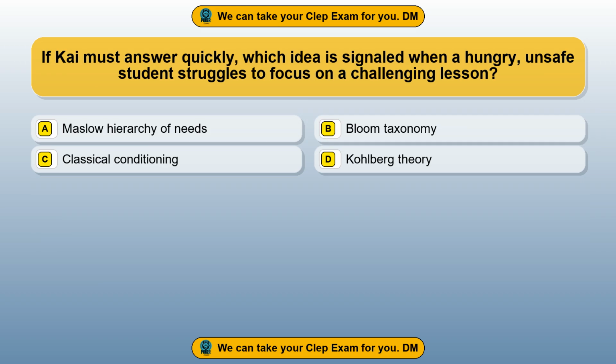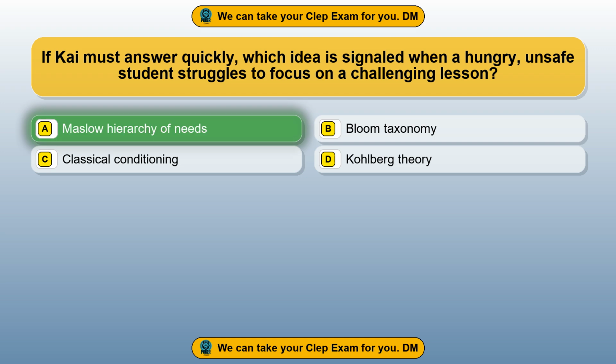Question 33. If Kai must answer quickly, which idea is signaled when a hungry, unsafe student struggles to focus on a challenging lesson? Option A, Maslow hierarchy of needs. Option B, Bloom taxonomy. Option C, classical conditioning. Option D, Kohlberg theory. The correct answer is option A.